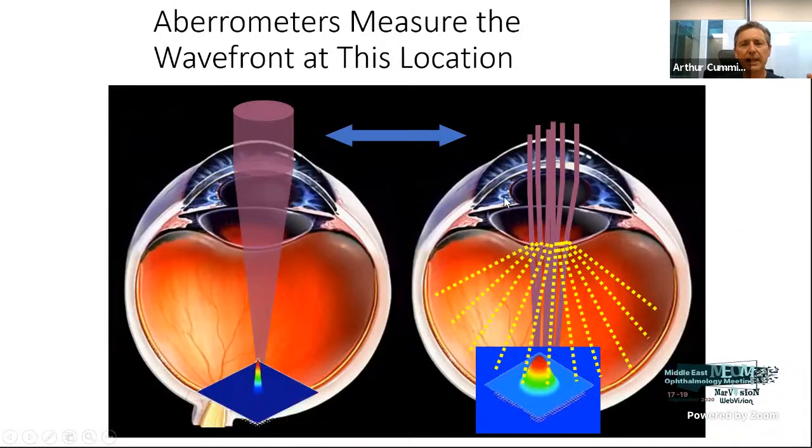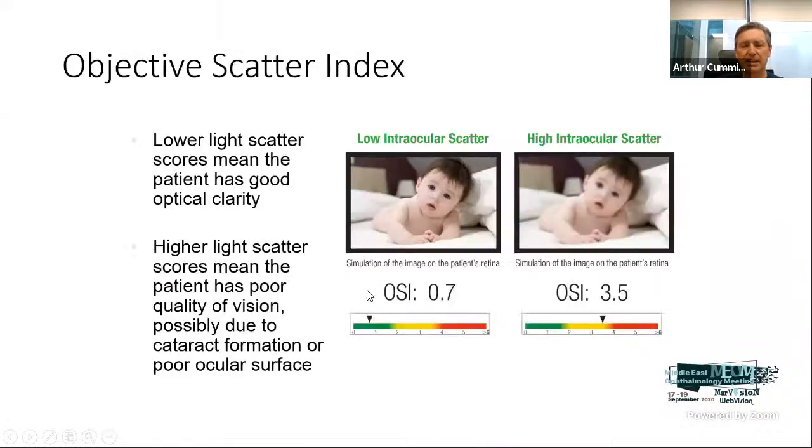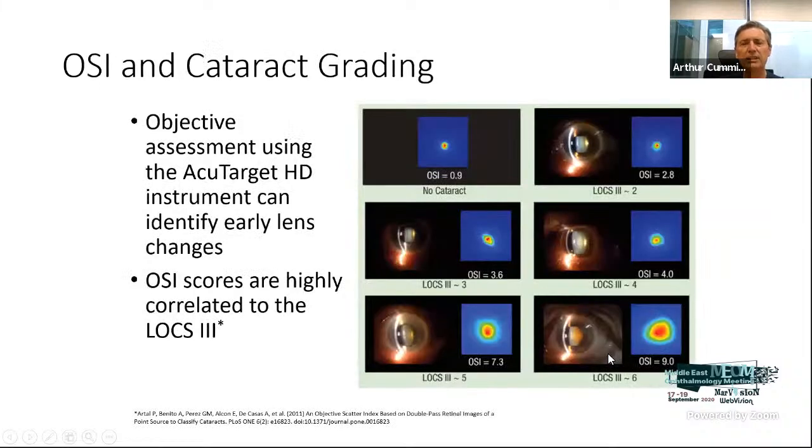So aberrometry measures the issue at the corneal wavefront. That's where it measures it. It measures either the ingoing ray or the outgoing ray, whereas scatter measures what's happening on the retina. So it gives you a much better idea of what's happening there. If the scatter is low, you're typically seeing well. If the scatter is high, you have an early cataract or something else going on that's starting to impact your contrast and your quality. So this is very interesting.